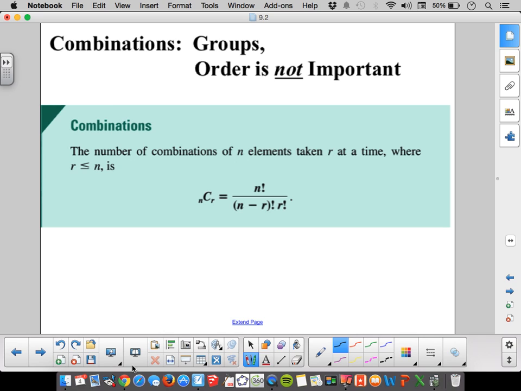Well, if you remember from just a little bit ago, our permutation was n factorial over n minus r factorial. So this piece of our formula right here is our permutation. And they actually go through in the book and show you how the two are related. Another way you could think about this is it's actually nPr divided by r factorial. So if you've calculated your permutations, all you have to do is divide by the number of positions factorial.